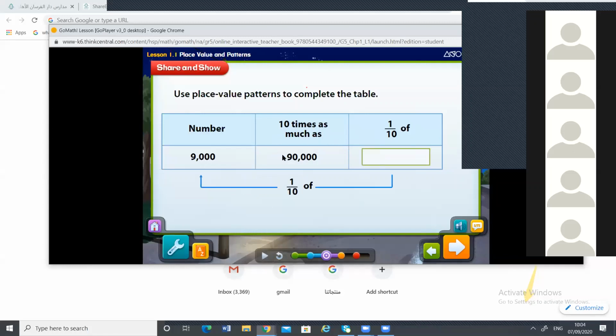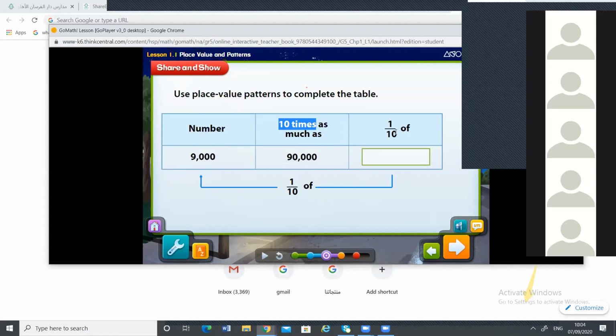So girls, will you remember when I say 10 times? What are you going to do? You are going to add one more 0. Yes. And when I say divide, I don't say multiply times. I say divide. You will remove a 0.